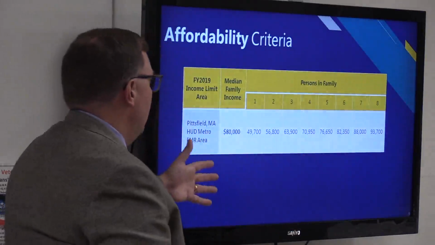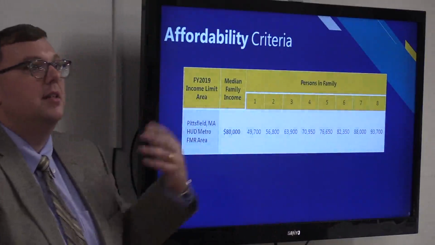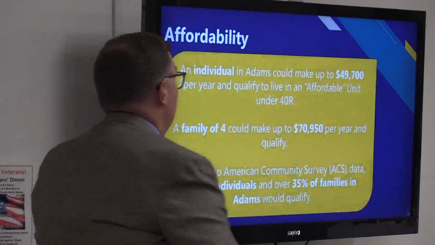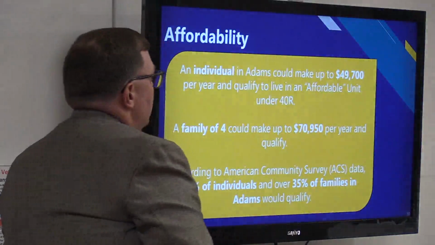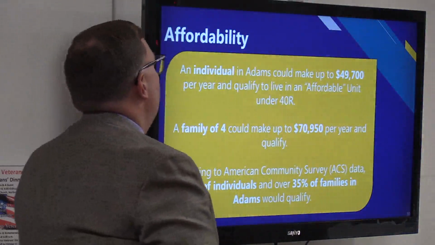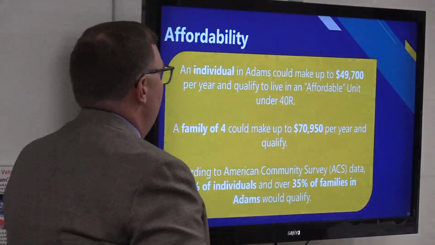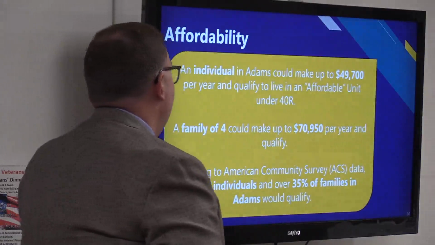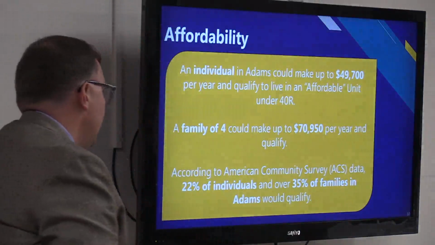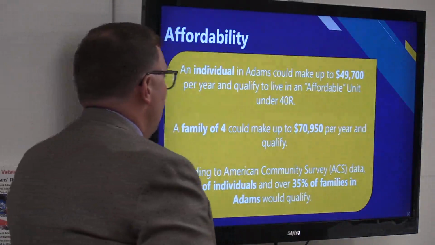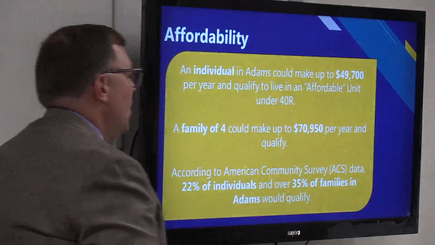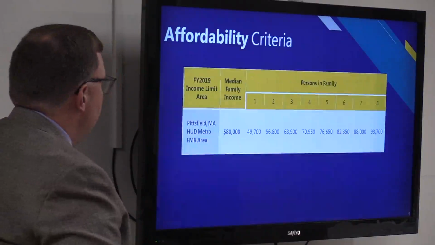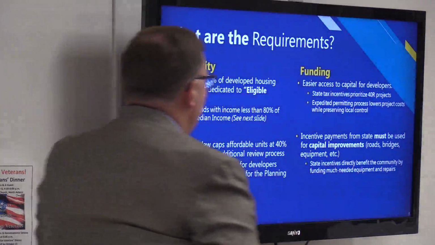That's why we wanted to bring this up, because I think, sir, as you correctly said, it's easier to comprehend when you know what the actual numbers are, particularly when you have empirical data that you can use. An individual in Adams could make up to $49,700 per year and qualify to live in an affordable unit under 40R. Family of four could make up to $70,950 per year and qualify. And according to the American Community Survey data, 22% of individuals and over 35% of families in Adams would qualify for the affordable component.